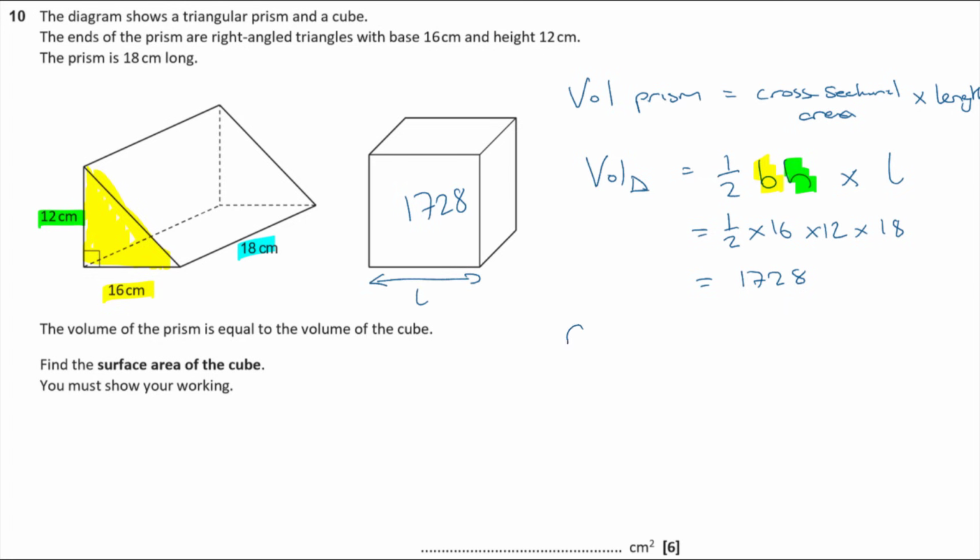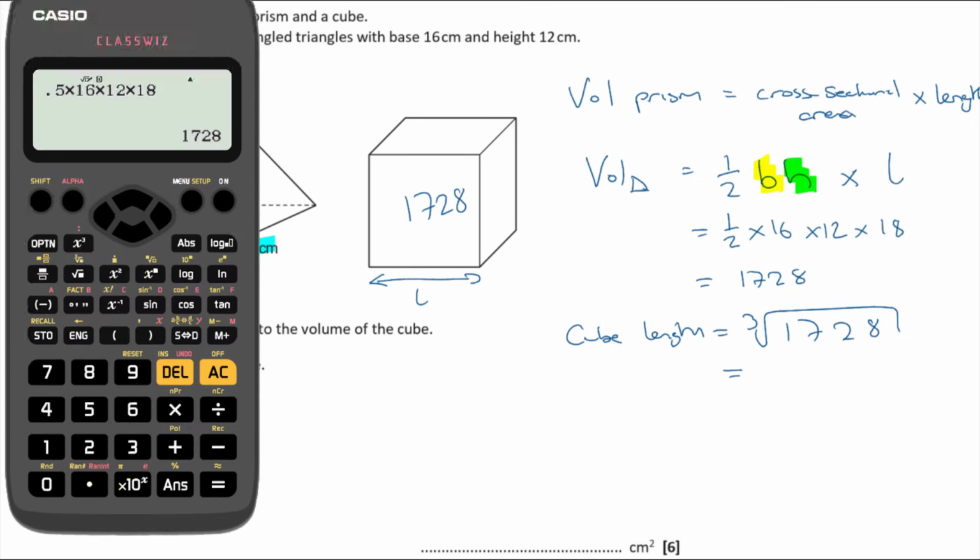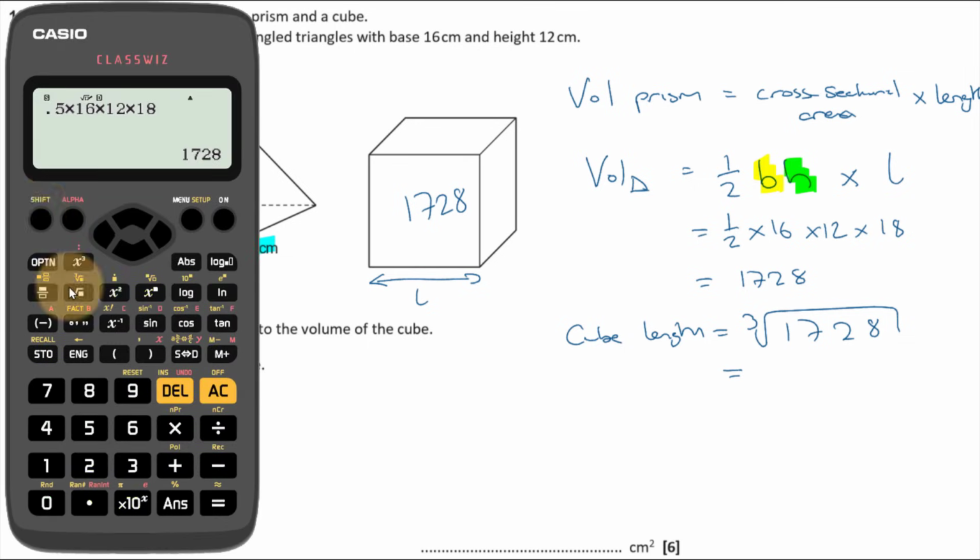The cube length is just going to be the cube root of that number, isn't it? If they share the same volume, I normally get the volume of a cube by multiplying the length by itself 3 times. So if I cube root that number, it should give me the length of the cube. So what is the cube root of 1728? That comes out to be 12 apparently. So this is going to have a length of 12.